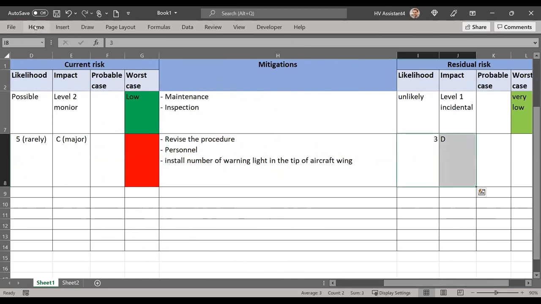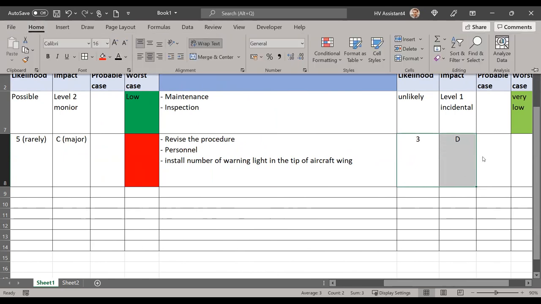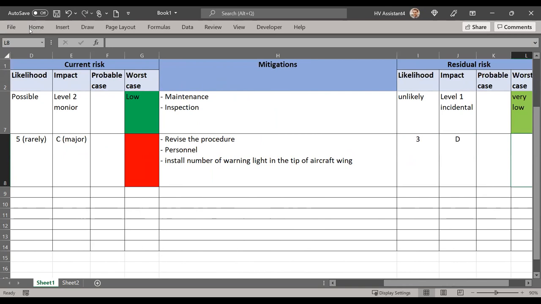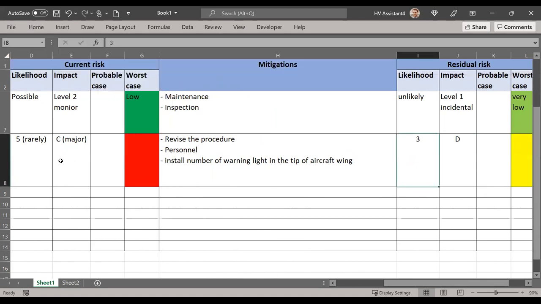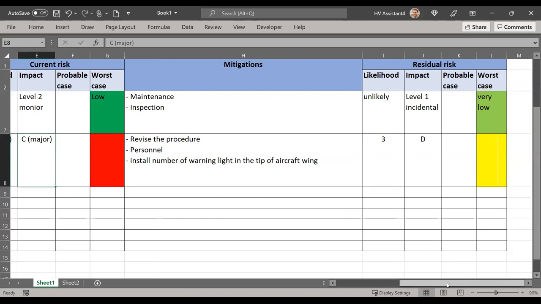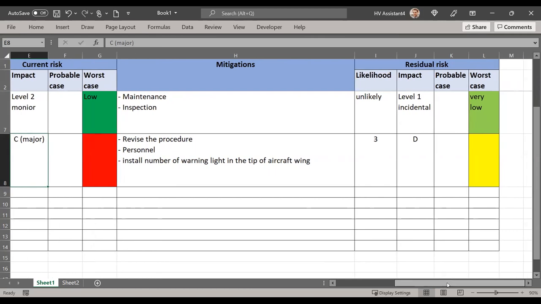So from that, we think after the mitigation, since the current risk is going to be high, after this we come back to 3D, because we think that with the new maintenance procedure we can reduce the number of wing collisions. Maybe it still happens, maybe it's still unsafe if they don't follow the procedure, and we think level 3 moderate is suitable for this situation, with a likelihood of 3, it's possible to happen.